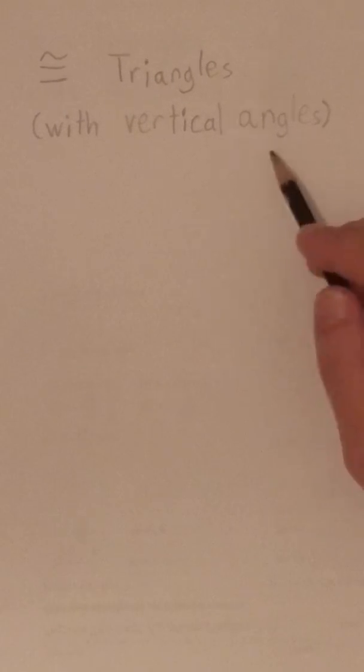So now the task is to construct two congruent triangles with vertical angles.